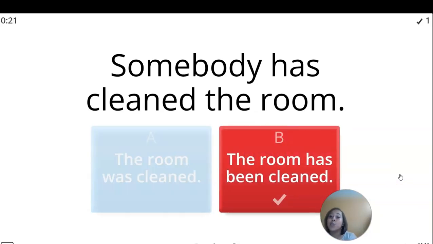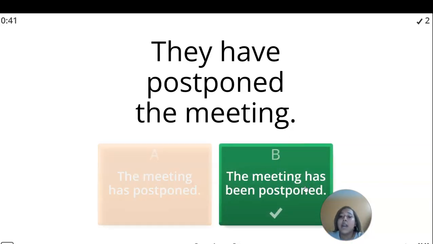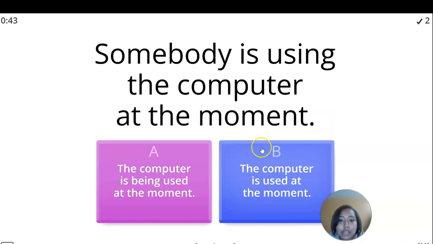So the room has been cleaned. If you got that one, you got that right. So they have postponed the meeting. So we have, the meeting has postponed, or the meeting has been postponed. Remember, past perfect, right? So if you got the P, you got it right. Good. Let's go with the next one.